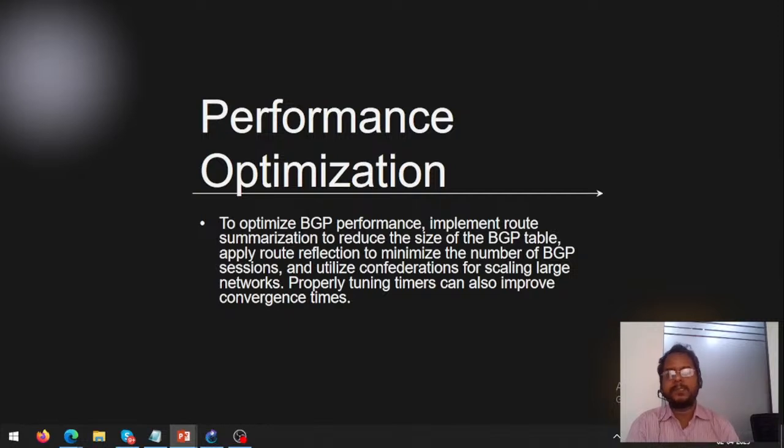In IBGP, you have two options: either you do full mesh connectivity, or you use a route reflector to minimize the number of BGP sessions, or TCP sessions, and utilize configurations for scaling large networks. So you can use a route reflector for a comparatively small network, and if the network is bigger, then you have to do a further configuration. Properly tuning timers can also improve convergence times.